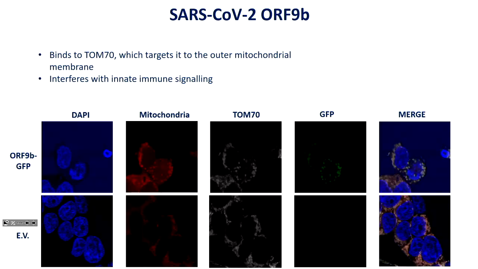I had an ORF9b-GFP transcript as a construct in my library, and I stained mitochondria, stained TOM70, stained for GFP, and it's bang on the money. It's perfect localization here.